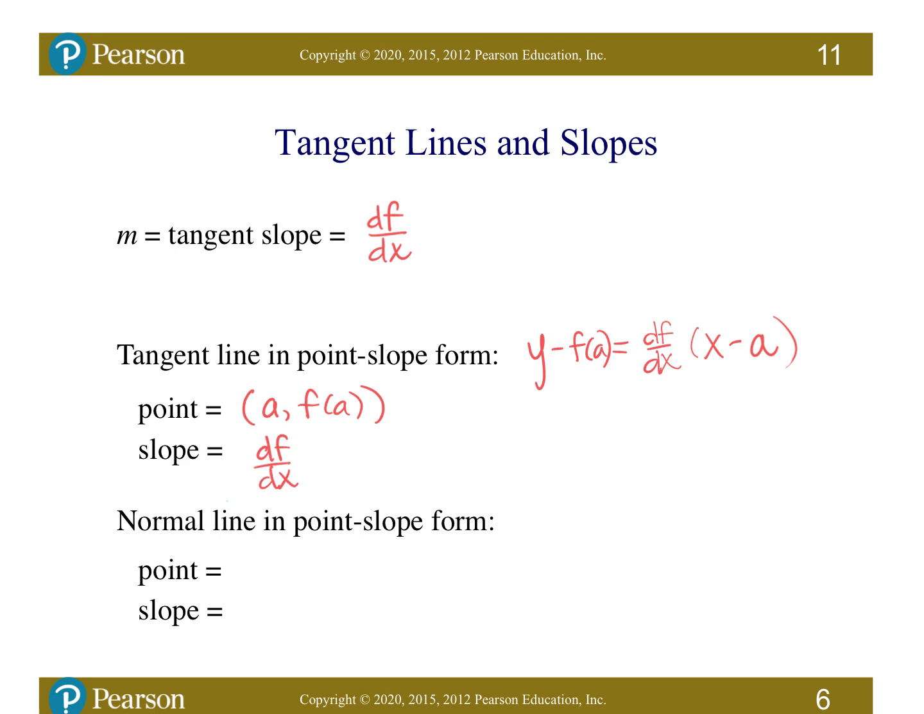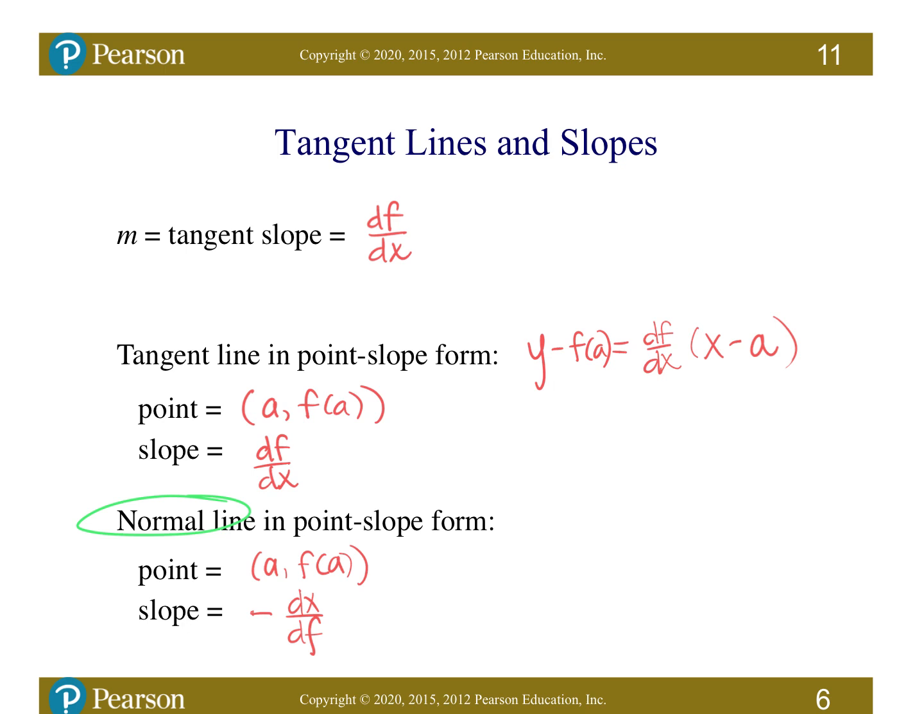All right, then normal. The word normal is synonymous to the word perpendicular. Those two words are the same. The point stays the same. The point is still a and f of a. The point does not change. But do you remember how to find the slope of a perpendicular or normal line? What's the relationship? It's opposite and also reciprocal. So the slope would be the opposite sign, negative, and then it'll be dx over df. It'll be the upside down of whatever your derivative turned out to be. That is the normal line.